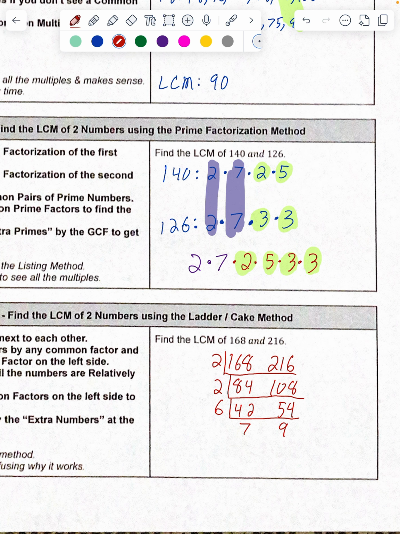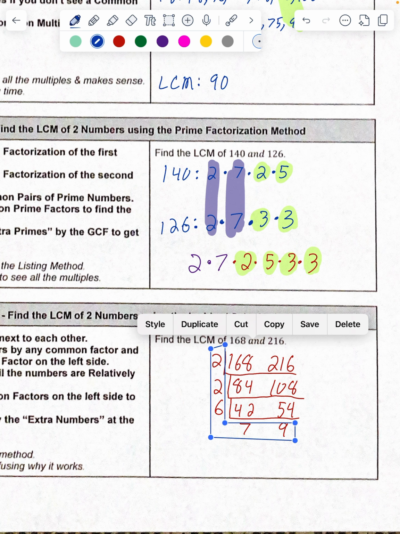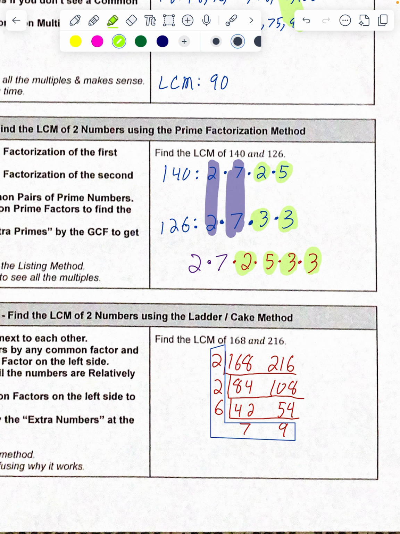So for this, what we're going to do is this makes an L. So this whole thing is going to be my LCM. Let's see if it makes a nice L when I hold it. Yeah, that makes an L. So that whole thing is going to be my LCM. Basically, your left side is your GCF, so it's going to be all of this.